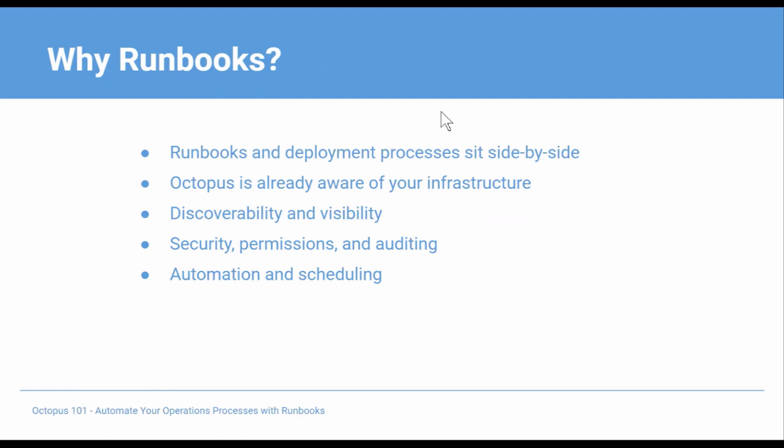But there are also some other things around discoverability, visibility, security. For example, maybe some of these tasks are just scripts that live on somebody's machine, or in maybe a Git repo, maybe a wiki page. So it's like, if this bad thing happens, go here to figure out how to fix it. Whereas if you pull that into Octopus, just like your application deployments, more people can see what's available and more people can have access to run them.